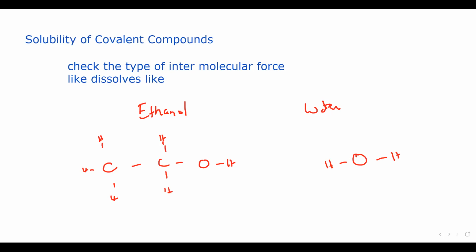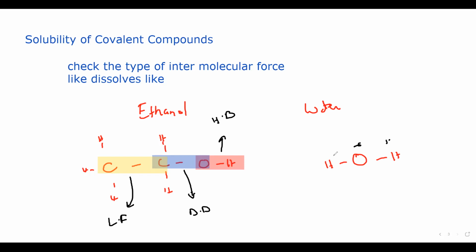Now, when we check the type of intermolecular force between ethanol molecules, OH is there, CO is there, and CC is there. So what kind of intermolecular force? Because of CC, this part leads to London forces, LF in short. This part leads to dipole-dipole force, DD. And this part leads to hydrogen bonding, HB. In case of water, there are partial negative and positive charges.